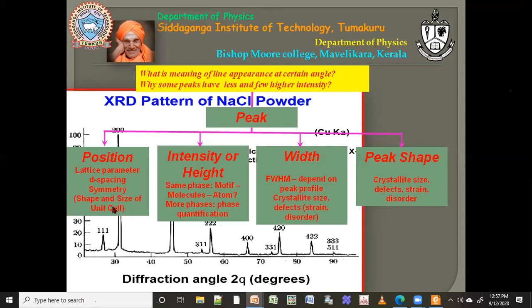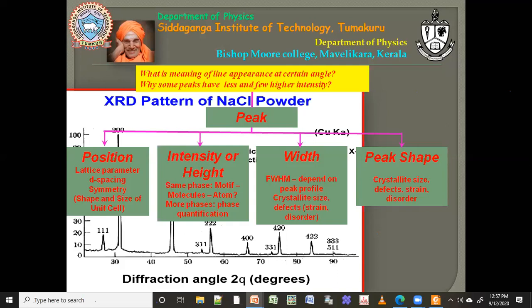Okay, so that is your d spacing. That will give you the unit cell parameter. And if you take the intensity, this gives information about the motif or molecule or atom. What kind of atom is present in the motif?